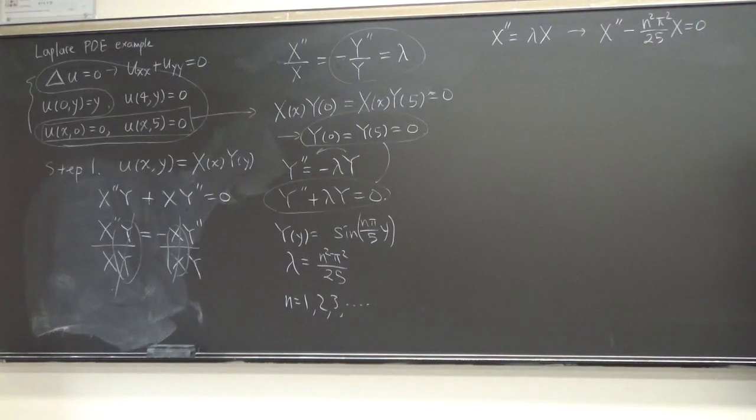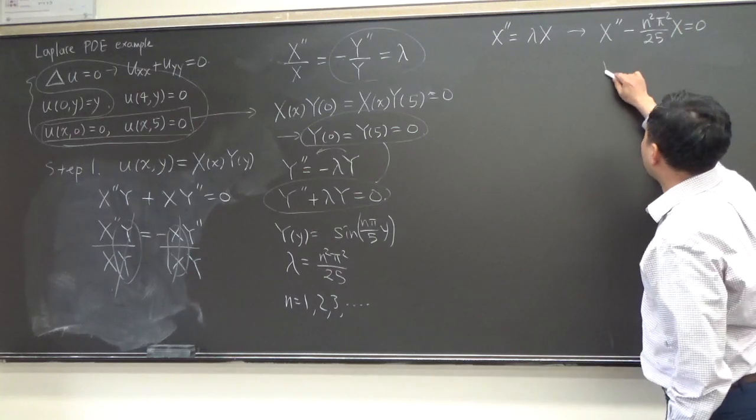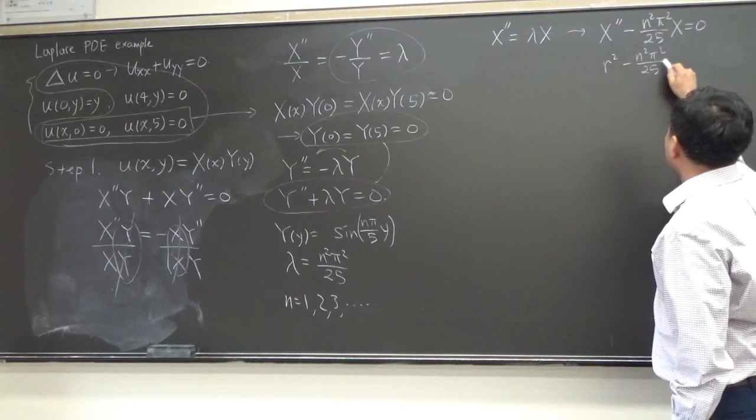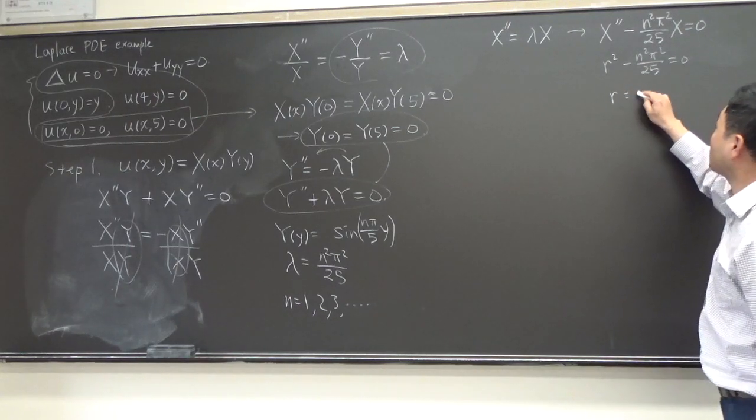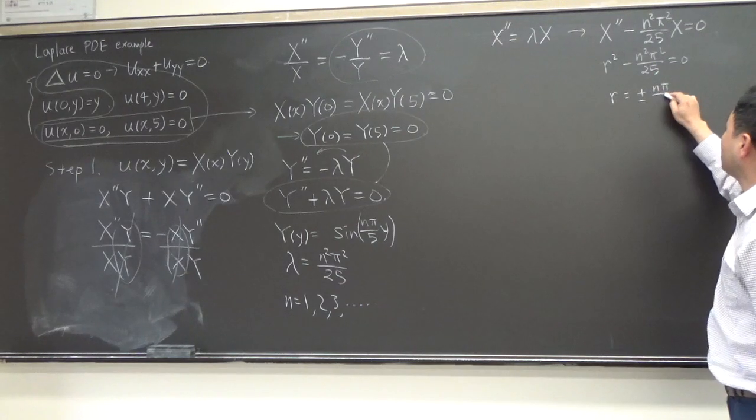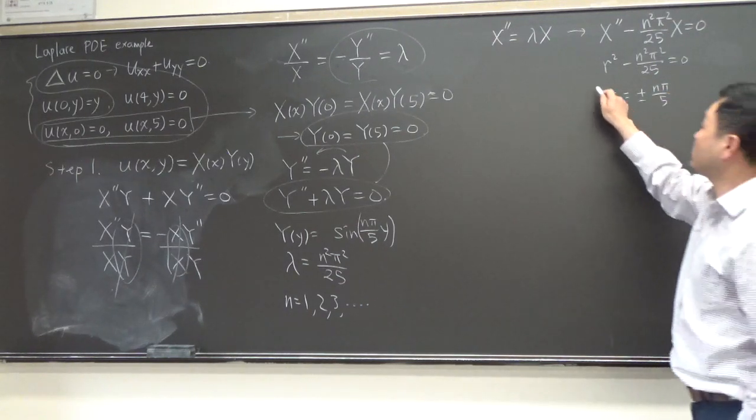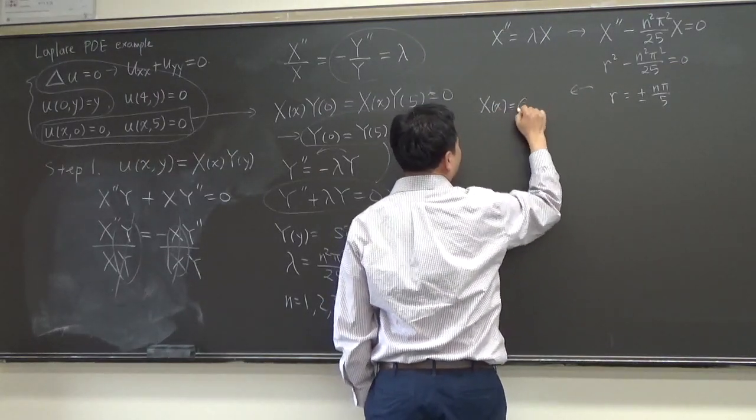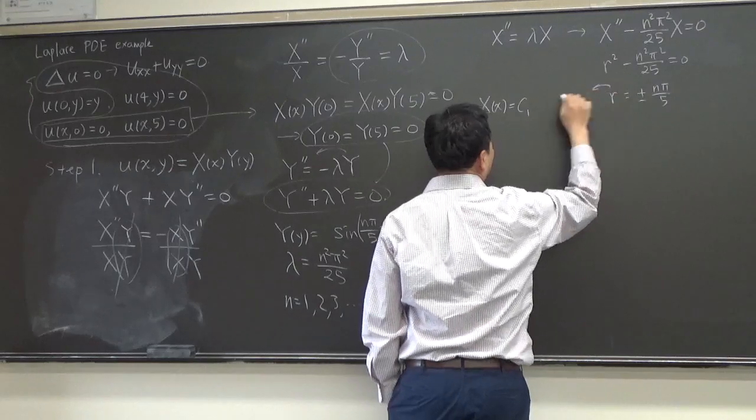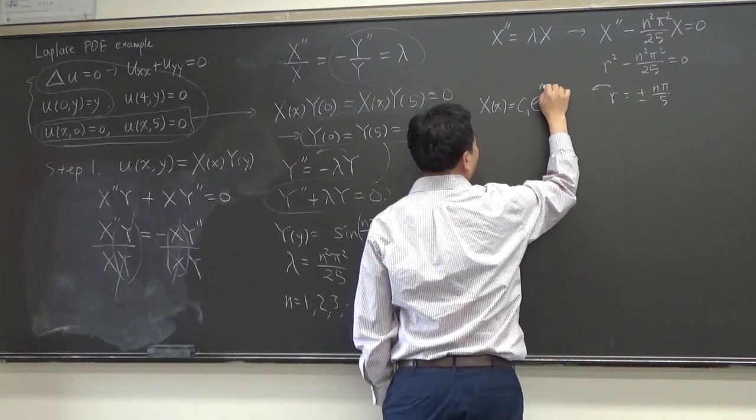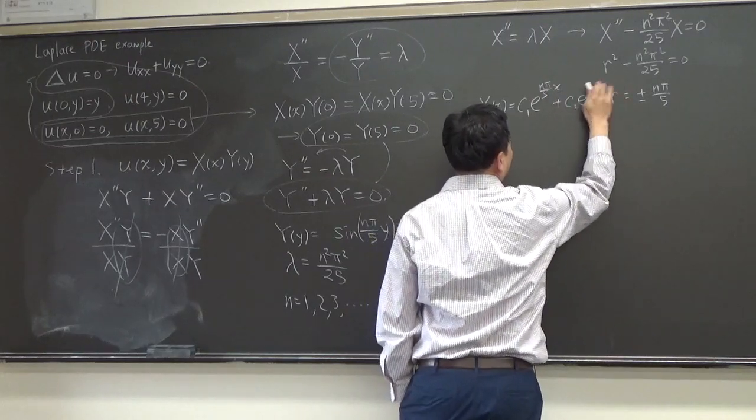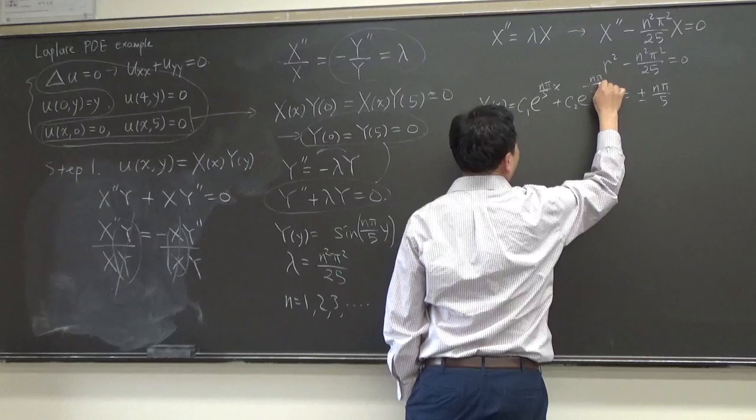And this is a second order constant coefficient differential equation, which can be solved by using the characteristic equation. Set that equal to 0, and then you get r equals plus or minus n pi over 5, which says that your X of x must be c1 times e to the n pi over 5 x plus c2 times e to the negative n pi over 5 x.